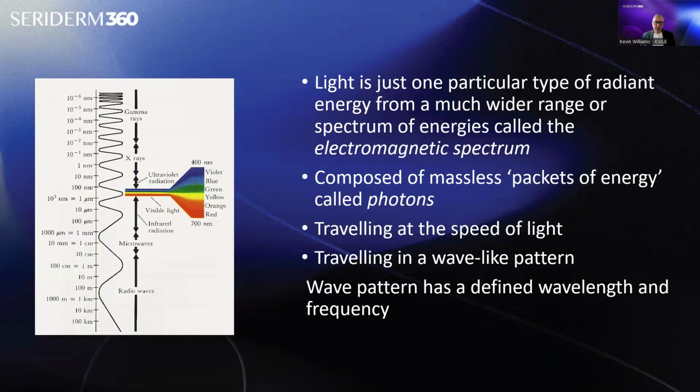If we take a step back and look at the electromagnetic spectrum, light is part of this electromagnetic spectrum, made up of packets of energy we refer to as photons. Photons travel at the speed of light, and they travel in a wave-like pattern. That wave pattern is a defined wavelength and frequency. And we're going to start off by having a look at the electromagnetic spectrum.